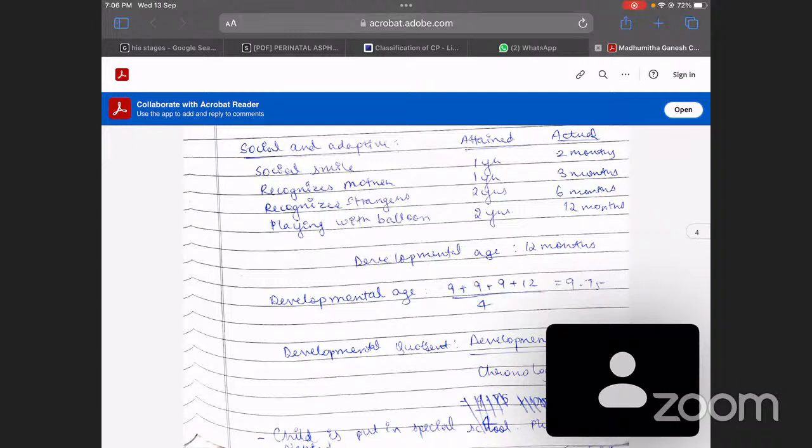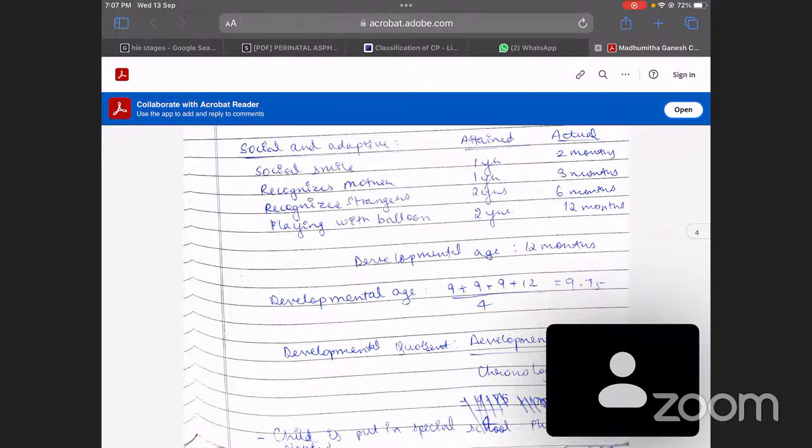delay in developmental milestones in more than two domains, and the term global developmental delay is used in children less than 5 years of age. If the child is more than 5 years of age, we use the term intellectual disability. Very good, right. So you have given the development and the GDD. This child has global developmental delay because all four domains have been affected. Okay, next.